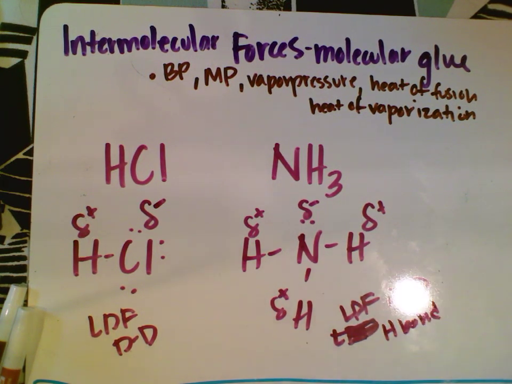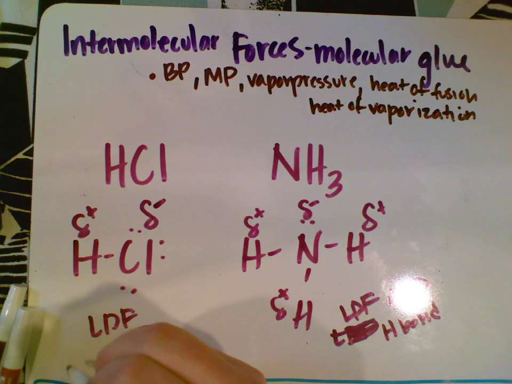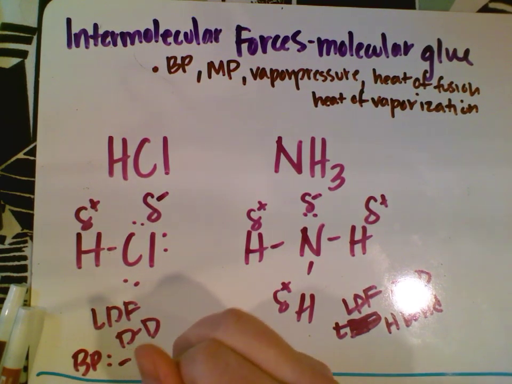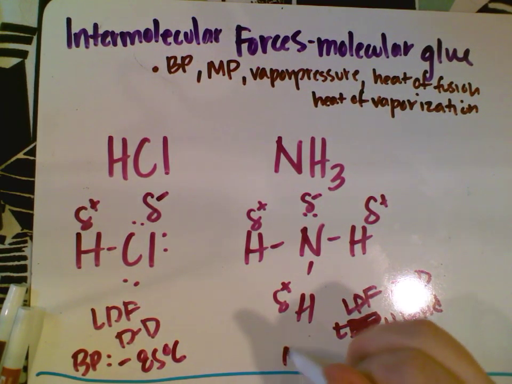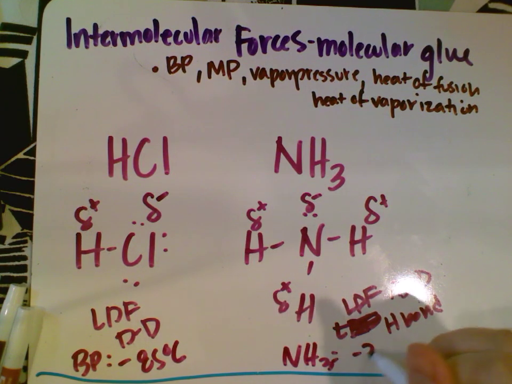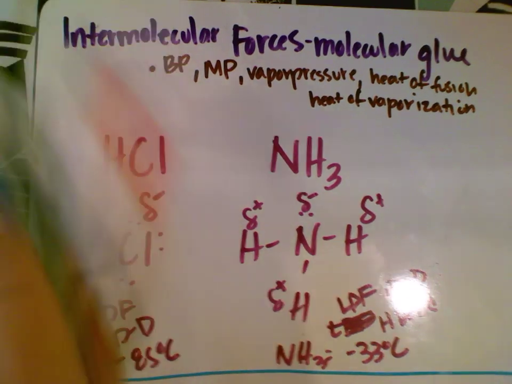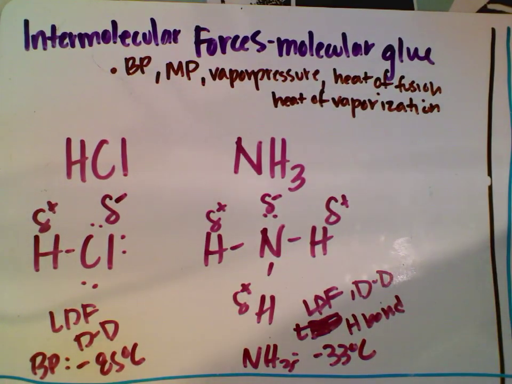What you will see is differences in the properties. I looked it up, and HCl has a boiling point of -85 degrees Celsius. NH3 has a boiling point of -33 degrees Celsius, which means that HCl has a harder time staying liquid than the NH3 does. And that's because NH3 has the ability to hydrogen bond, and so it has a stronger intermolecular force, keeping it in its liquid phase a little bit longer.